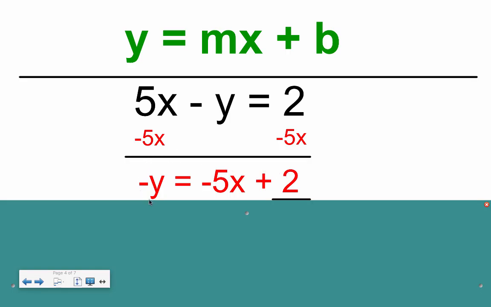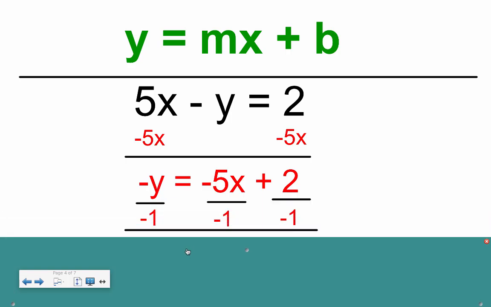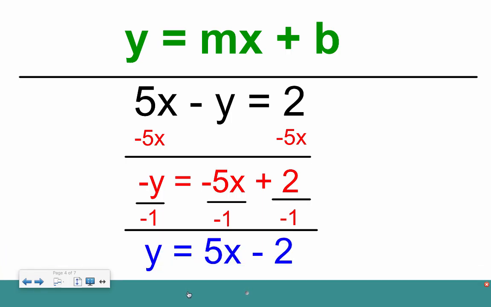Now the y is very close to being by itself, but I do have this negative sign, which tells me there's an invisible 1, so this is a negative 1y. So in order to eliminate that negative 1, I'm going to divide the y by negative 1, as well as every other term by negative 1. And when I do that, I end up with a positive y, which is exactly what I want. Negative 5 divided by negative 1 gives me positive 5x. And then positive 2 divided by negative 1 gets me a negative 2. So my new equation is y equals 5x minus 2.